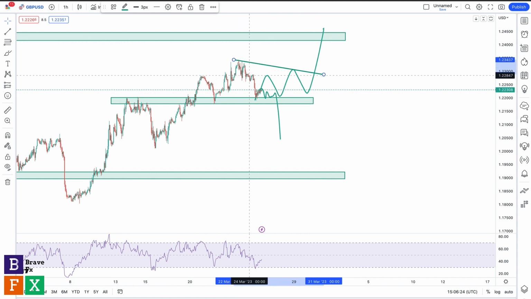So a consolidation between this area of value and this trend line or these highs. So a good consolidation around this level and a breakout from that consolidation to go long. And my target is going to be this resistance level, and my stop loss is going to be below the consolidation that leads to the breakout.